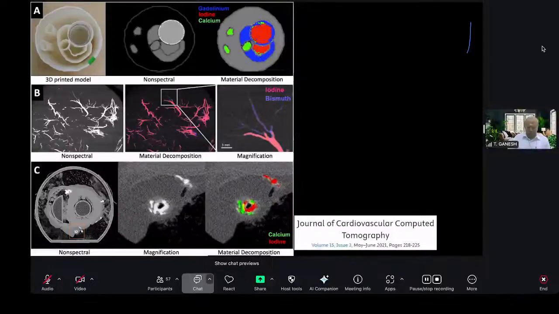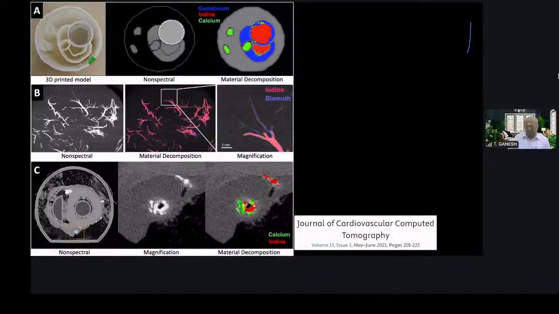And similarly, this is non-spectral, meaning a conventional CT image of a human heart sample. And you can see here in the blood vessel, when you magnify, you see there is a whitening. You do not know whether it is due to calcification or whether it is due to any kind of blockage. So the material decomposition tells us that there is calcification, and also this is the iodine flow through the vessel.